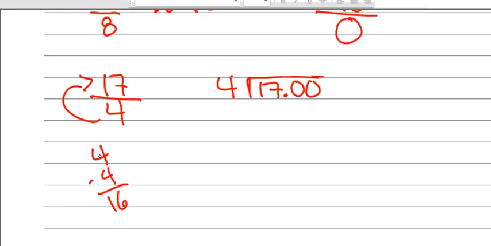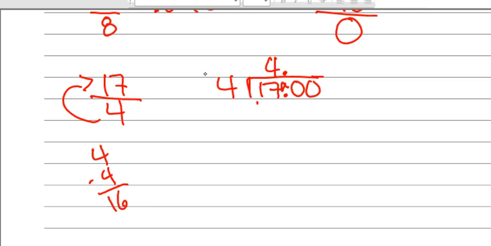Well, I know 4 times 4 is 16. That's pretty close. Oops, I need to bring my point up. Bringing it straight up. So 4 goes into 17 4 times. I'm going to put the 4 to the left of the decimal point because it does go into the full 17.